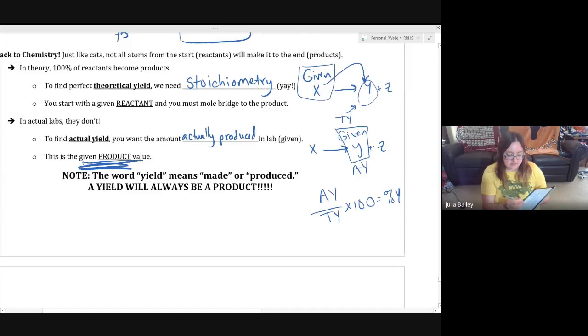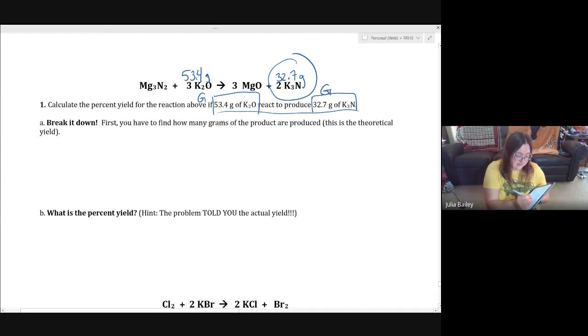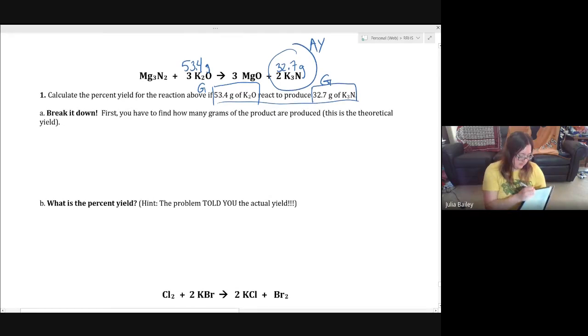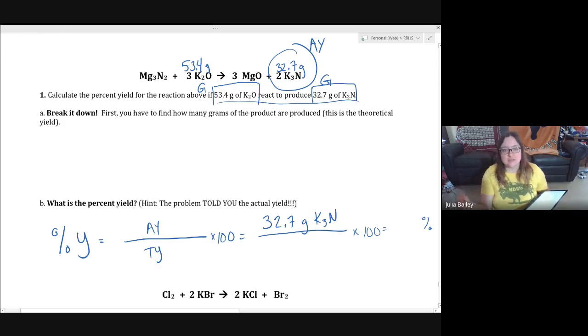The given reactant, we're going to have to use a mole bridge with. The given product just is our actual yield. So if we take a look, this given product right here, that's my actual yield. I already have that actual yield. So down at the end of this problem, when I'm calculating the percent yield, the actual yield I already have. They've already given it to me. It's that 32.7 grams of K3N. It's going to be over something times 100 to get my final percent. But they've already given that to me. I already know where that number is going.